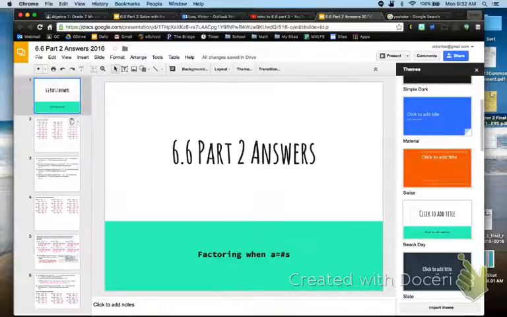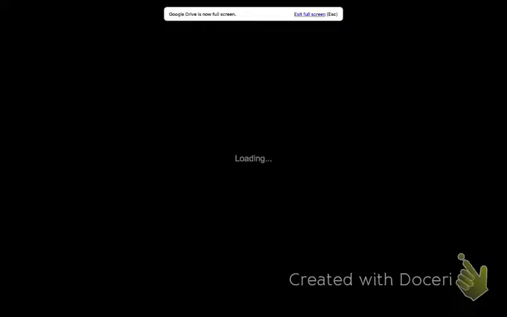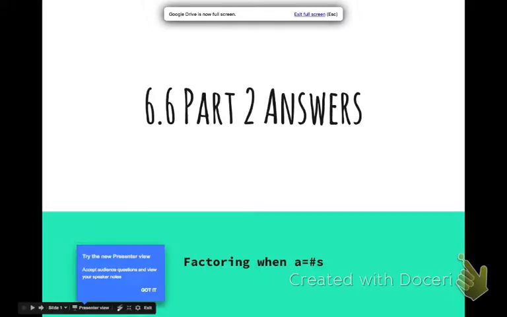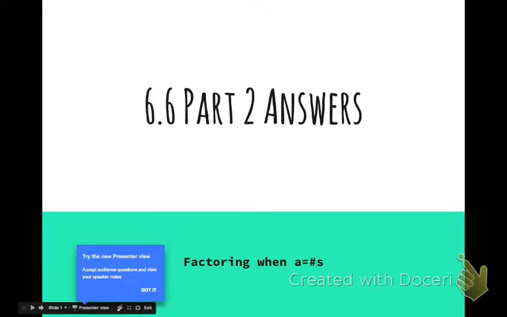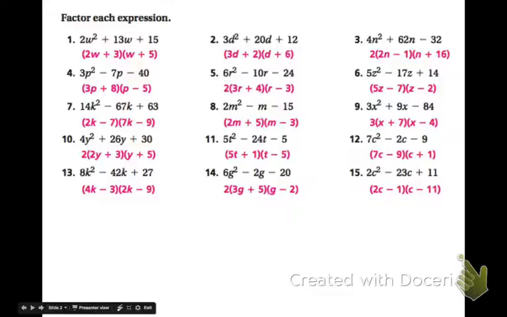All right. So I'm going to go ahead and present this, and you're going to go through the answers. I'm just going to walk you through how to do it, in case the sub doesn't know what to do. You're going to go through the lessons, and you have the answers like this. Remember, you had the split method, and you also had the split the middle method, and you had the cross method.